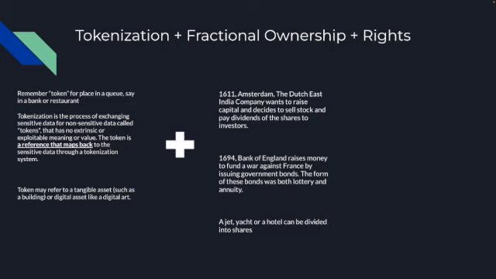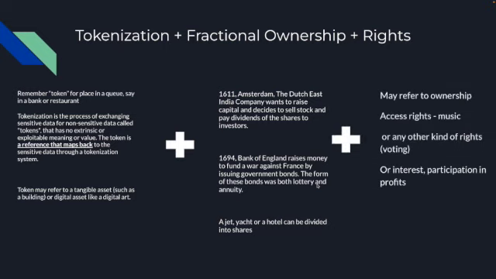Similarly, in 1694, Bank of England raised money to fund a war by issuing government bonds, and that's where people had fractional ownership, and it doesn't mean you own government, and that's where we'll talk about rights, but it is some kind of fractional share. And similarly, you can have a jet or a yacht or a hotel, and that can be divided into fractional shares.